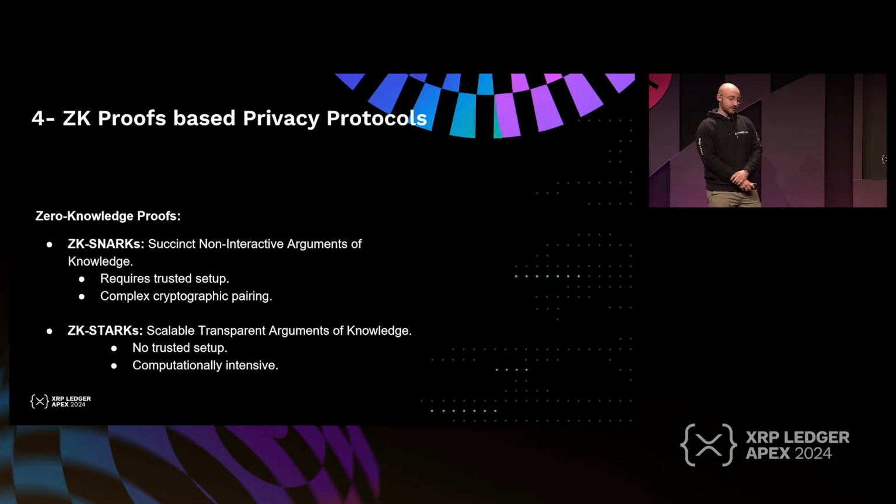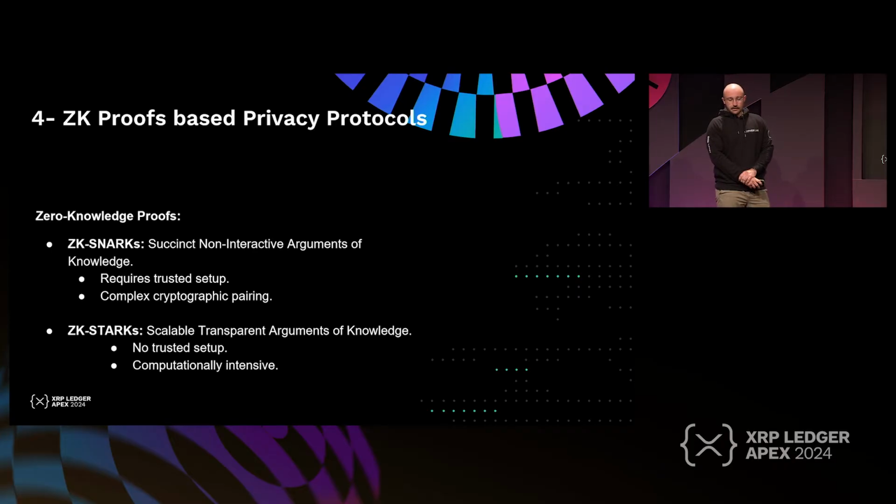ZK-STARK stands for Scalable Transparent Argument of Knowledge, requires no trusted setup, and much more computation. But ZK-STARK can also allow you to verify much bigger proofs in the smallest time period, and it's way better for some uses. Whatever, both of these technologies are like 50 years old. I mean, the first papers about them were written 50 years ago.